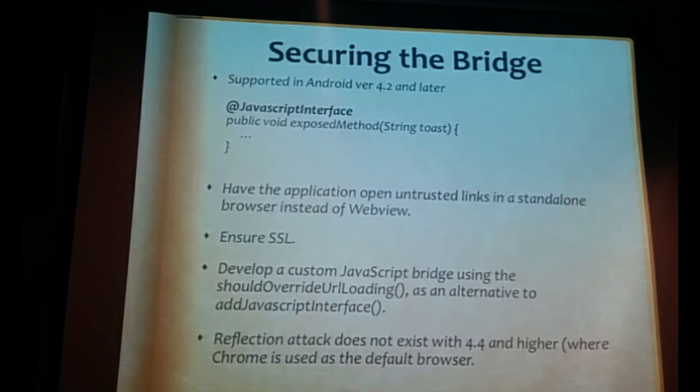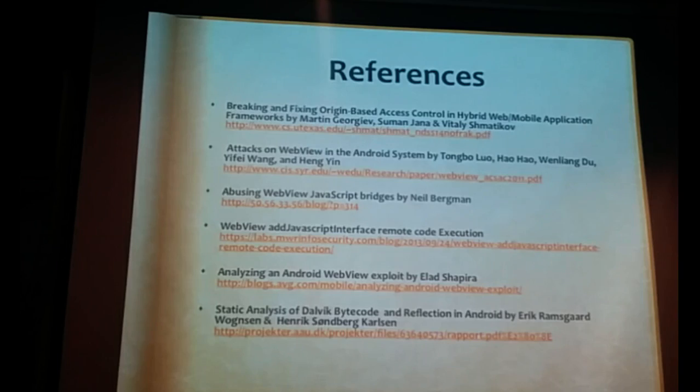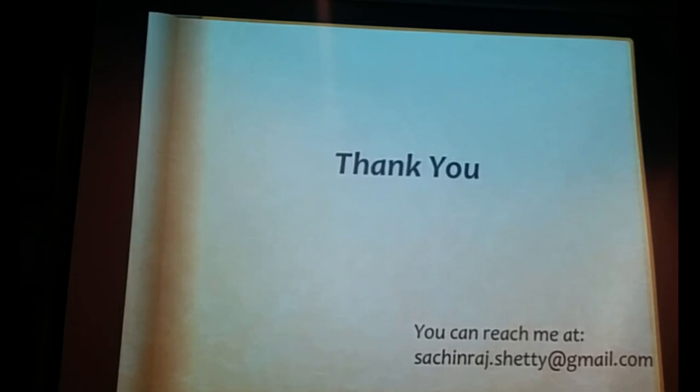So the literature says that if the developers have the expertise, it is better to use these tweaky methods, which have fewer reported security issues. It's better to have a tweaky approach, which makes use of methods like shouldOverrideUrlLoading. And as I told you, reflection does not exist in 4.4 and higher, as the Chrome browser is used. These are some of the references, a very good read. Yes, that's all I have. I hope you have enjoyed the demo and the presentation. Thank you.